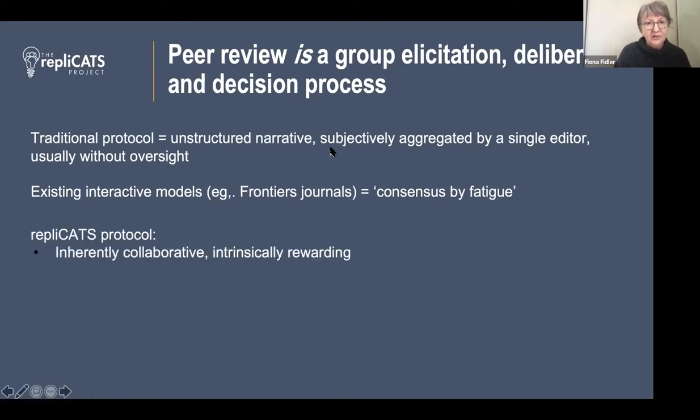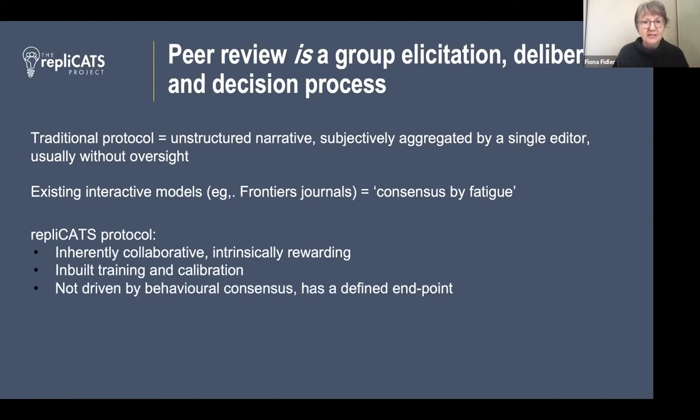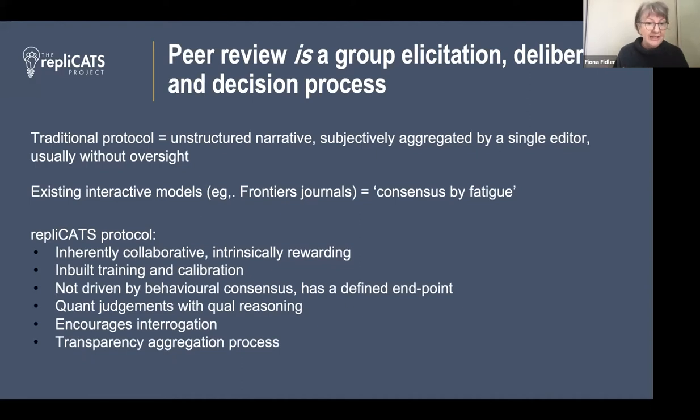In our protocol, we think we've overcome many of these obstacles. We have an inherently collaborative and intrinsically rewarding protocol. We talk about external rewards for peer review often, but this is a process that actually provides intrinsic rewards as well, has inbuilt training for reviewers and calibration. It's not driven by behavioral consensus, and has a defined endpoint. We get both quantitative judgments and qualitative reasoning out of this, and it encourages reviewers to interrogate each other, and it offers transparency around the aggregation process.